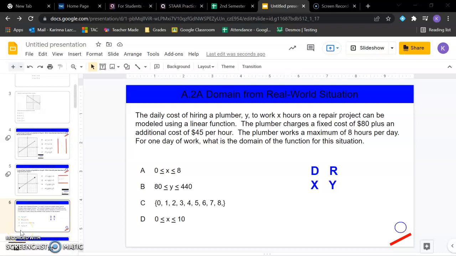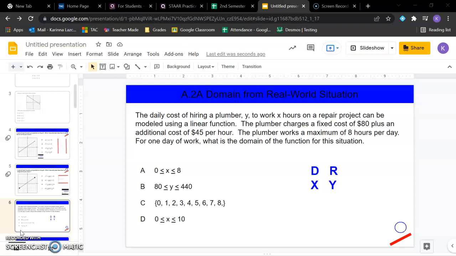The daily cost of hiring a plumber Y to work X hours on a repair project can be modeled using a linear function. The plumber charges a fixed cost of $80 plus an additional cost of $45 per hour. The plumber works a maximum of 8 hours per day. For 1 day of work, what is the domain of this function for this situation?